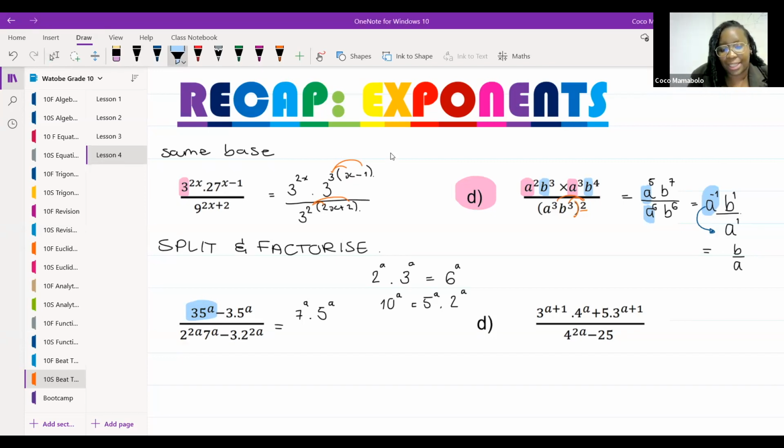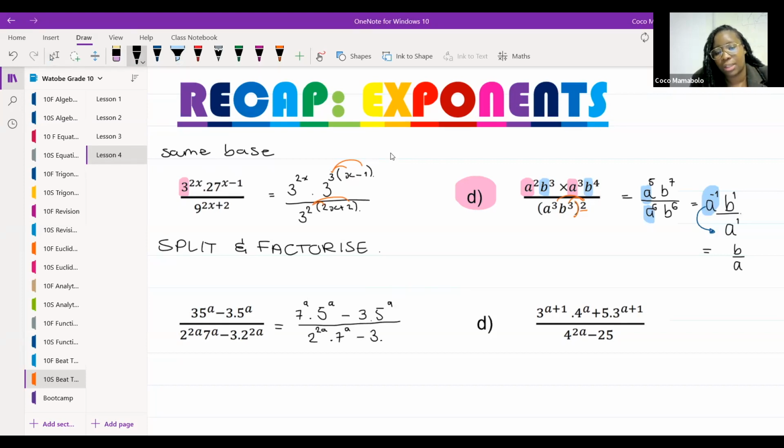So I'm going to split it as 7 to the power of A times 5 to the power of A minus 3 times 5 to the power of A, all of this over 2 to the power of 2A times 7 to the power of A minus 3 times 2 to the power of 2A. Now, if I say to you guys that I've got 2x squared minus x, and I asked you guys to factorize for me, how would you factorize?